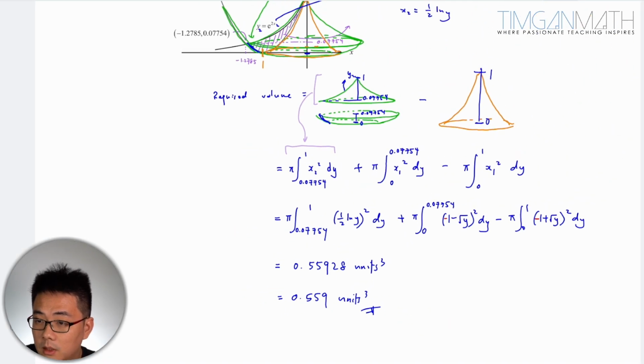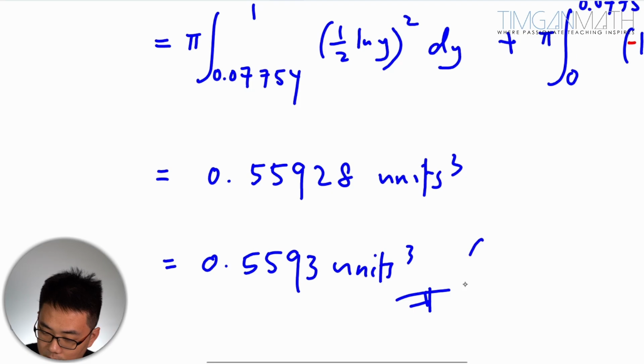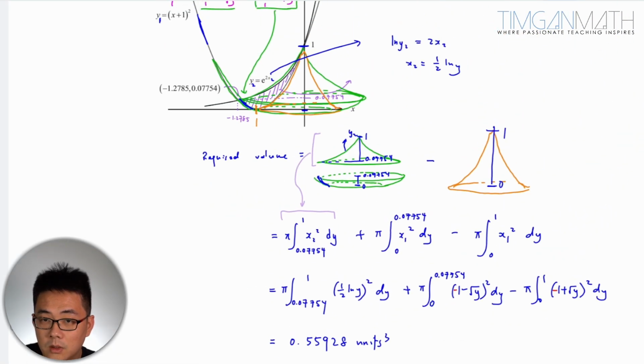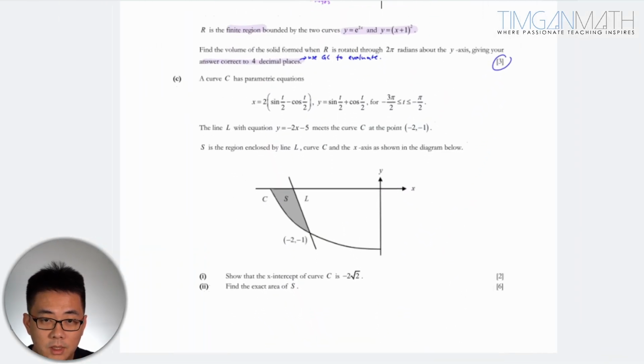Alright, so that's how, giving your answer correct to 4 decimal places. Okay, so that's how I do this question here proficiently. So let's look at the subsequent part. So let's look at the subsequent part C.